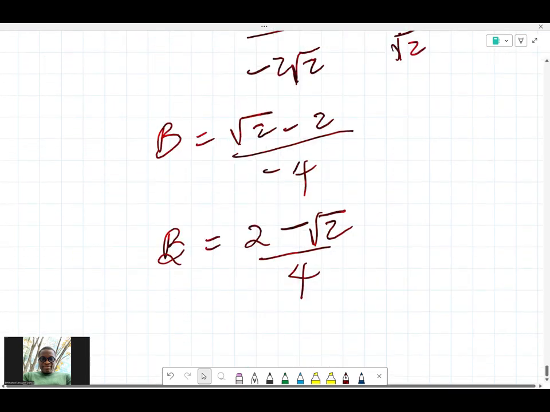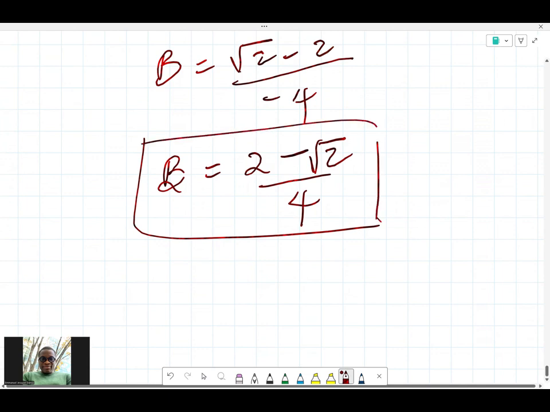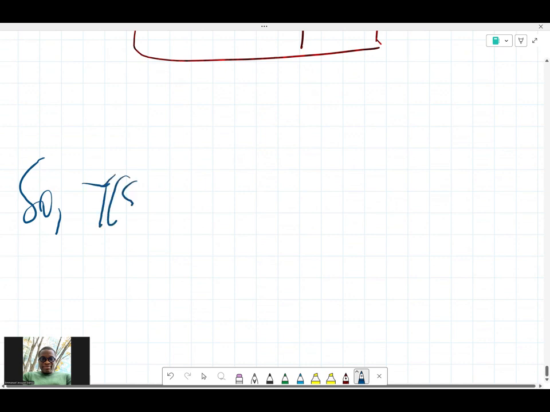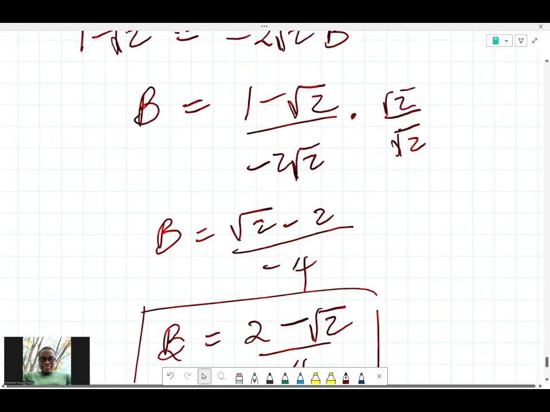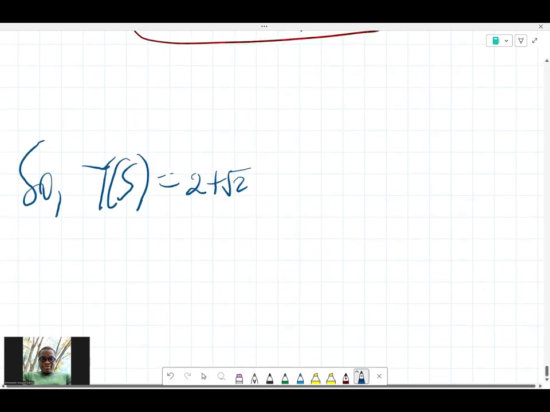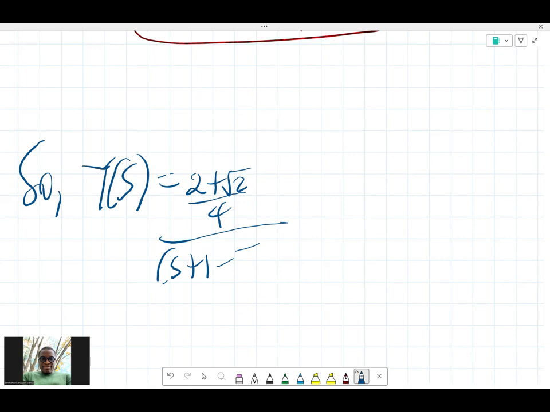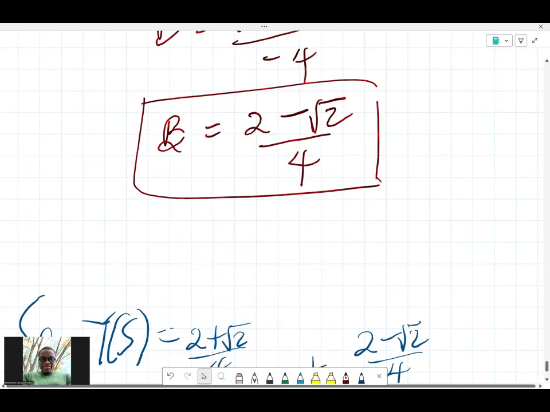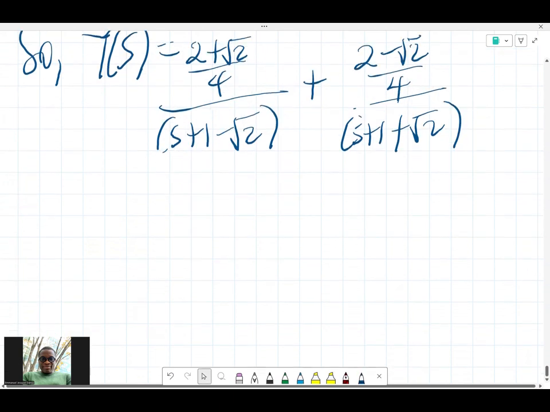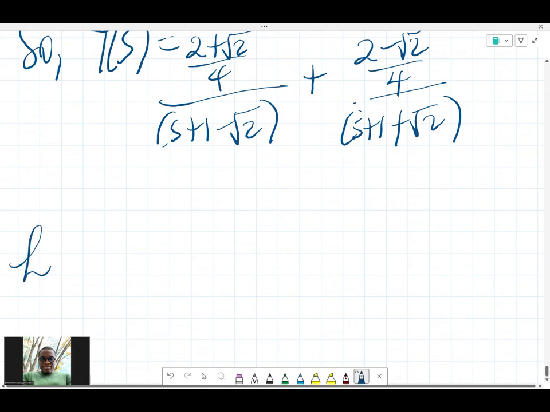So 2 plus root 2 over 4, then 2 minus root 2 over 4. With this in place now, you can say Y of s is now A, which is (2 plus root 2) over 4, all of that over (s plus 1 minus root 2), plus B, which is (2 minus root 2) over 4, all over (s plus 1 plus root 2), like that, so that we now take the Laplace inverse.